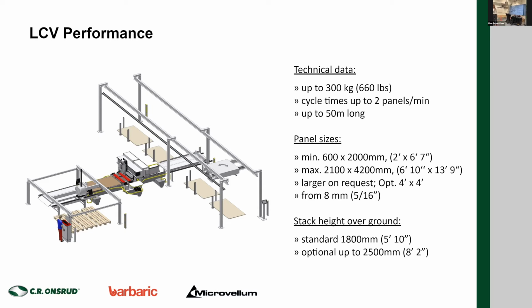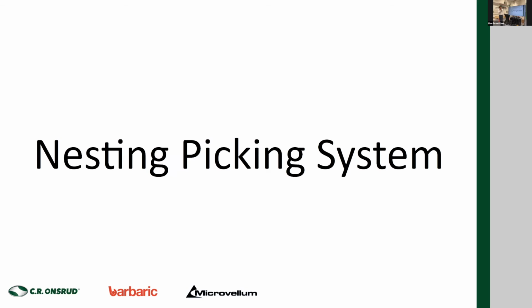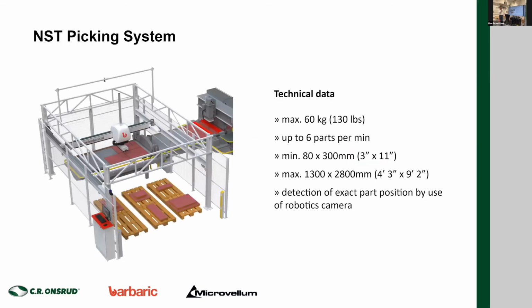That system, Ken mentioned it briefly earlier, also has an automatic length adjustment or size adjustment, so we can handle pretty much any panel size that you encounter in your shop. The NST, nesting picker, we can handle up to 130 pounds per part. Parts as small as about 3 to 11 inches, and parts as large as over 4 by 9 feet.